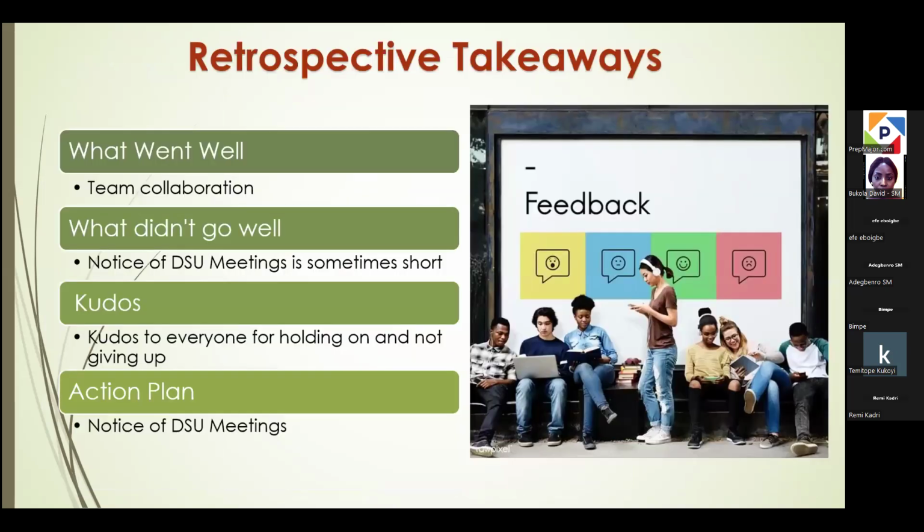During the retrospective, everybody appreciated the team collaboration. One person made the complaint that the notice of the DSU meeting is sometimes short, and kudos was given to everyone for holding on and not giving up. So the action plan: we assigned the notice of meeting to one of us, who will follow up.